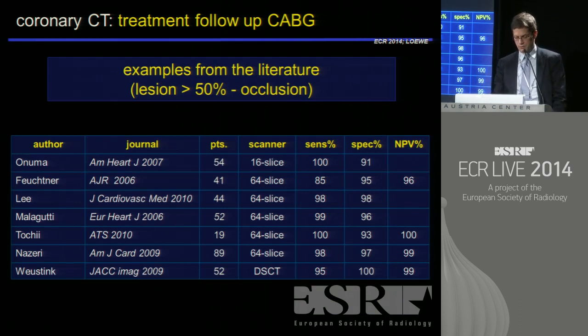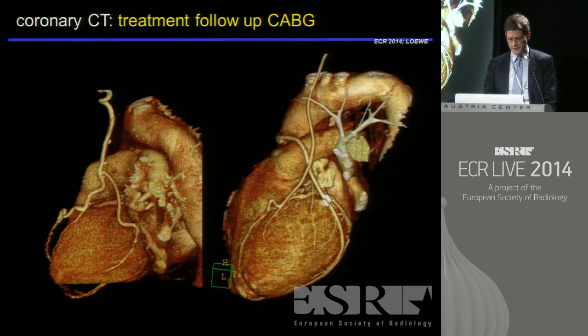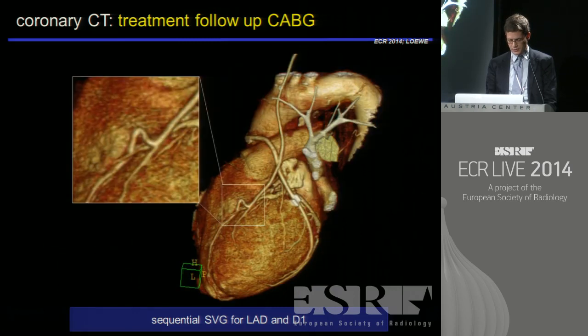This has been shown by a couple of papers showing, again, a very high diagnostic accuracy, a very high negative predictive value for bypass graft lesion detection. Another example of a very complex bypass anatomy, just to give you an impression how the patient after bypass surgery looks like and how helpful CT can be in demonstrating the patency and the anatomical situation.